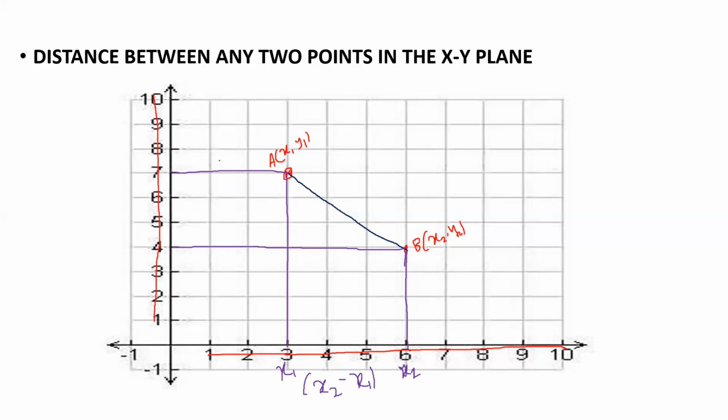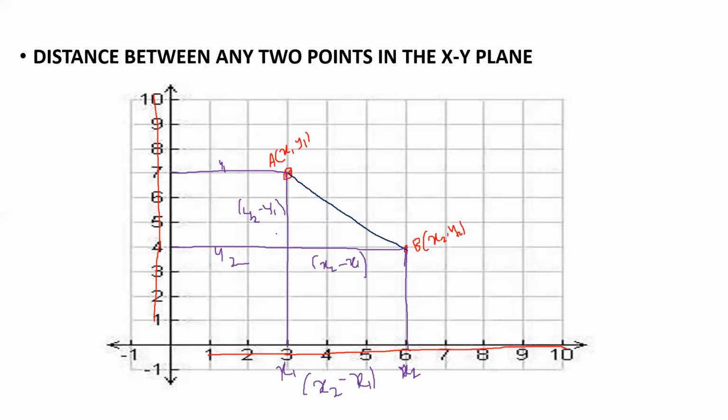So here y1 and y2. And what I told you, the vertical distance is again y2 minus y1. Now I got the horizontal distance as x2 minus x1 and the vertical distance as y2 minus y1.